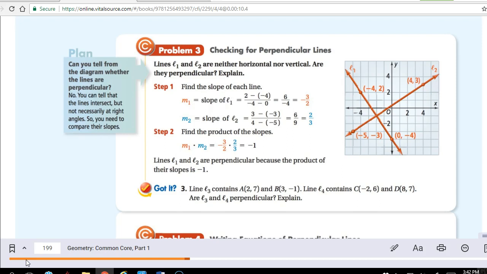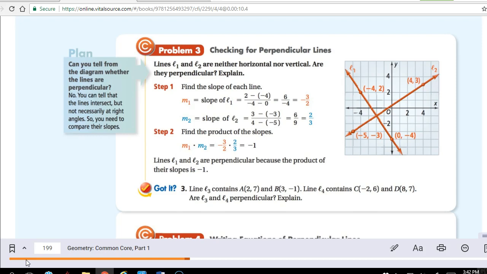If their slopes are opposite reciprocals of each other, that means if you flip them and made them opposite, they would be matching slopes. Okay, opposite reciprocal. Opposite means if one's positive, the other one's negative, or vice versa. Reciprocal means that the numerator becomes the denominator and the denominator becomes the numerator. When that happens, that's a way to prove mathematically that slopes are perpendicular to each other.